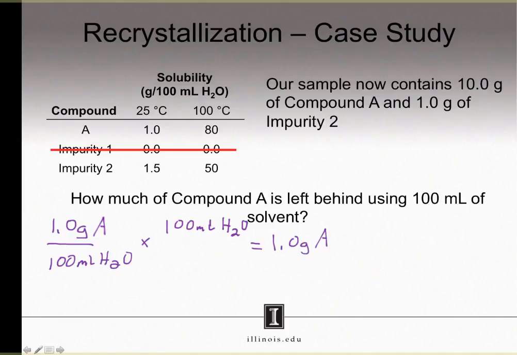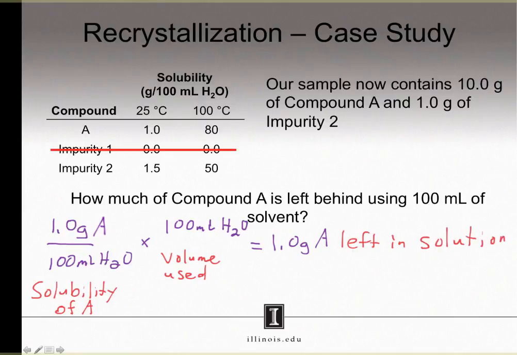To say this again, we know the solubility of A via the solubility table. And we know the volume of solvent used from the question, telling us the amount of A left in solution. Okay, so that's not so bad. We're not leaving that much behind.